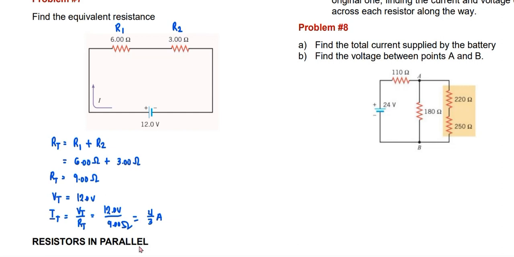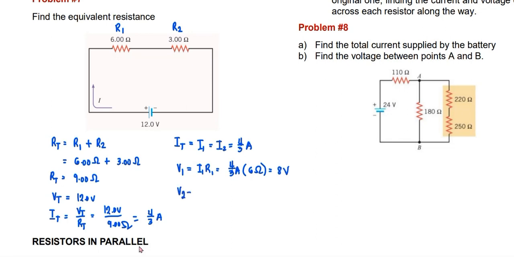Then you will be asked, what is the current flowing through each resistor? Since the current flowing through a series connection is equal, then I sub T equals I sub 1 equals I sub 2, and they're all equal to 4/3 ampere. What is the voltage across each resistor? V sub 1 is equal to I sub 1 R sub 1. So that's 4/3 ampere times the resistance R1, which is 6 ohms, and that is equal to 8 volts.